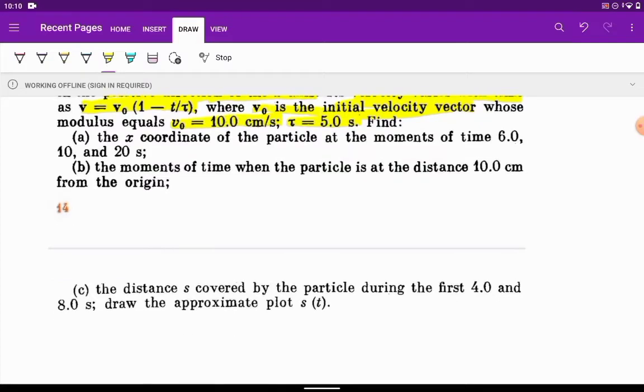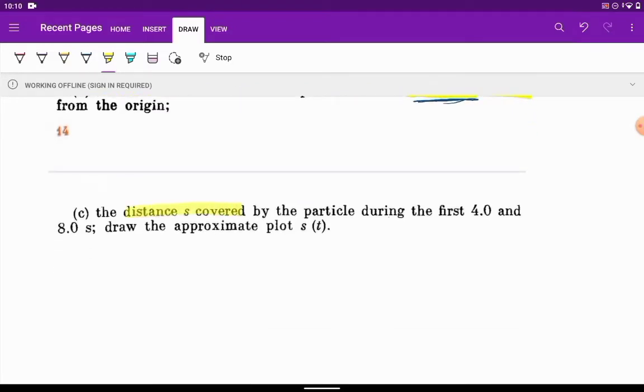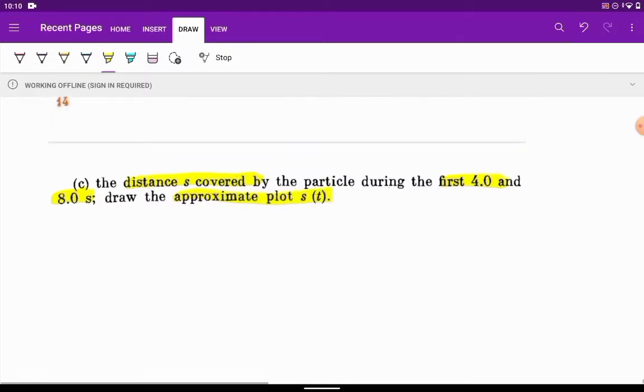You need to find out the x coordinate of the particle at different moments of time, the moments of time when the particle is at distance 10 centimeter, which is an important point, and the distance s covered by the particle during the first 4 and 8 seconds, and also draw the approximate plot s of t.